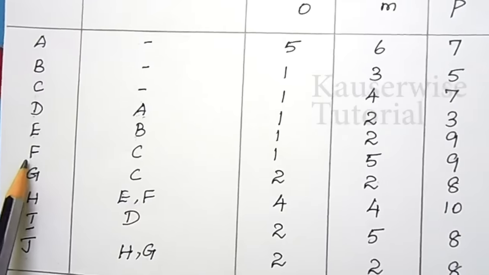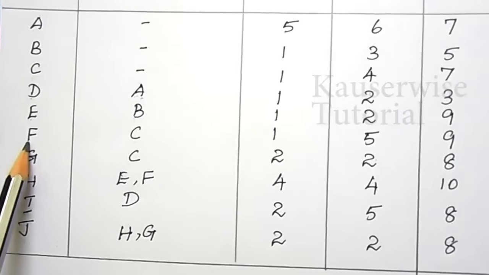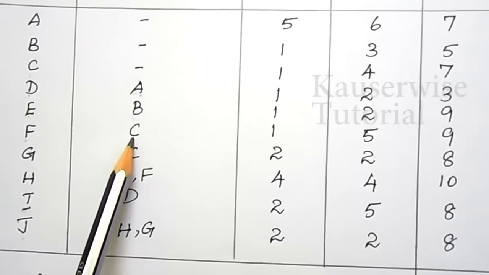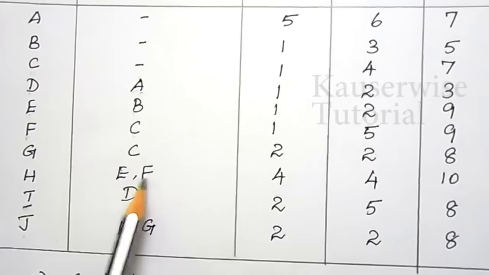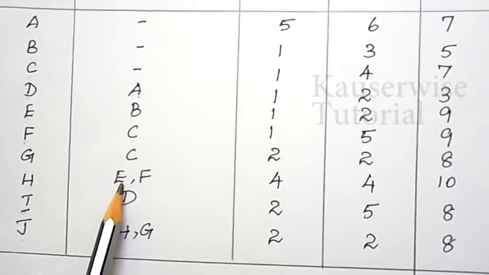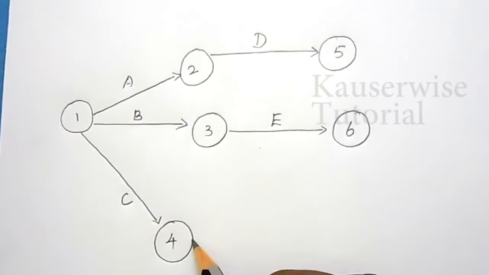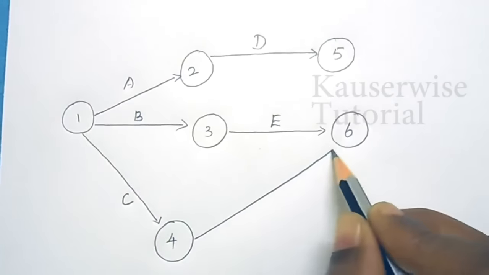Next activity, activity F. So activity F starts where activity C is ended. At the same time, F ended along with the other activity, that is along with E. Activity F starts from here and ends along with E.